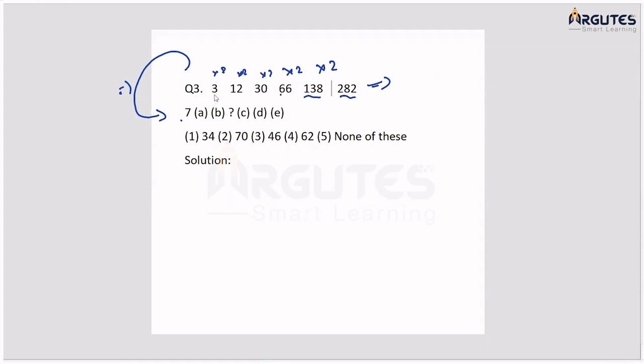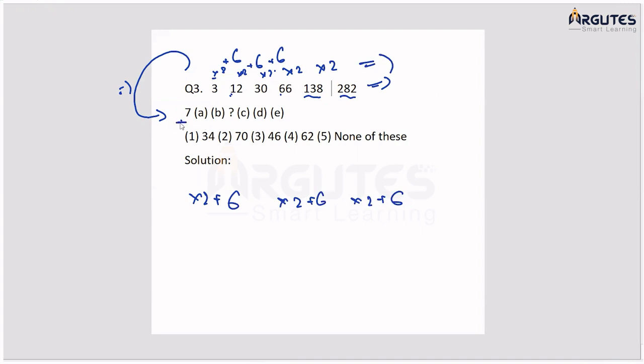So we will write here 3 into 2, 6. So into 2 plus 6. 12 into 2, 24, into 2 plus 6. 30 into 2, 60 plus 6. Now the rule is confirmed. Into 2 plus 6, into 2 plus 6, into 2 plus 6. Now we don't need to check over here. By the three results, the rule gets confirmed.